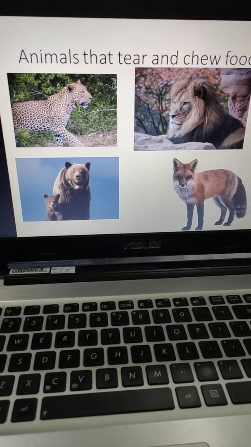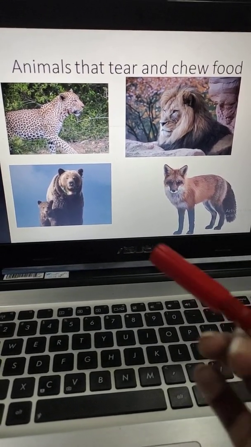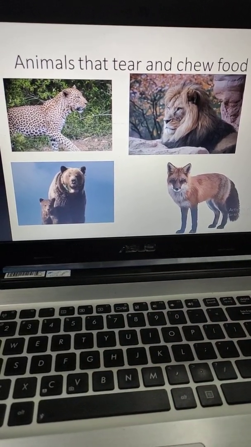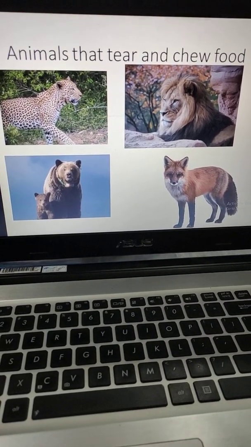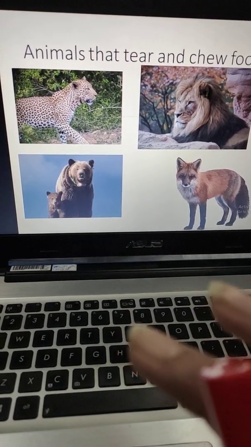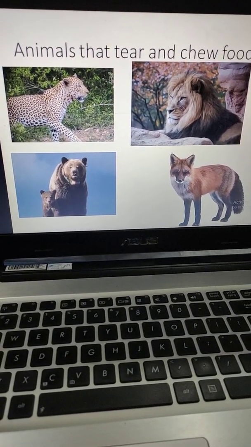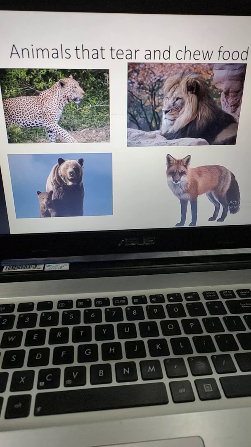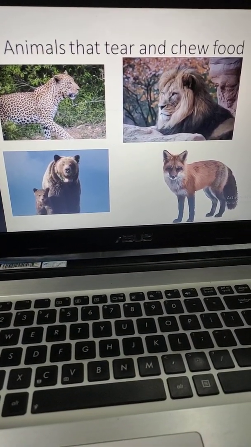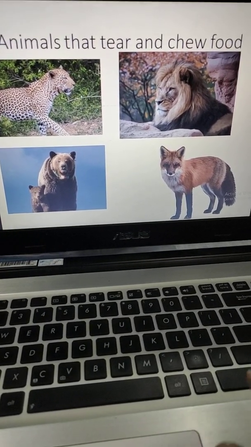Then there are few animals which tear and chew their food, like tiger, lion, bear, fox. They first catch other animals and then they tear them and then they eat the flesh of the animals. So these are the animals which first tear their food and then they chew it.